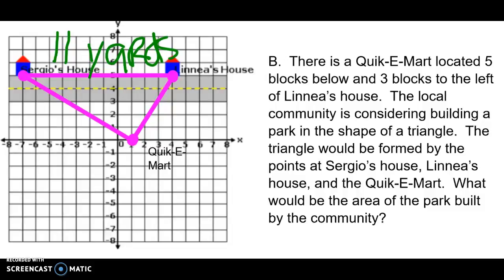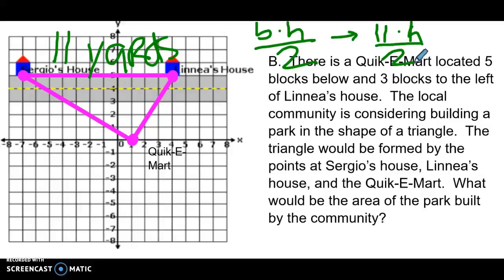Now we need to figure out our height. We could do this one of two ways. We already know the area formula for the triangle is base times height divided by 2. I'll write that out for us. Base times height divided by 2. And we have our base already, which is 11, times h, divided by 2. So we just need to figure out our height.